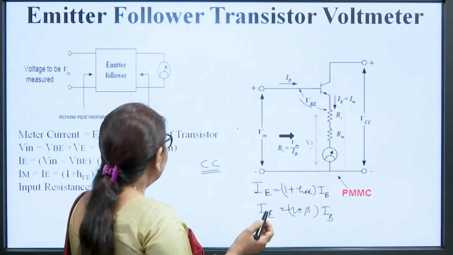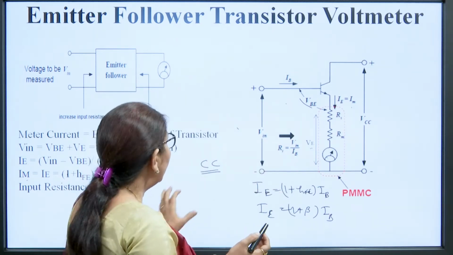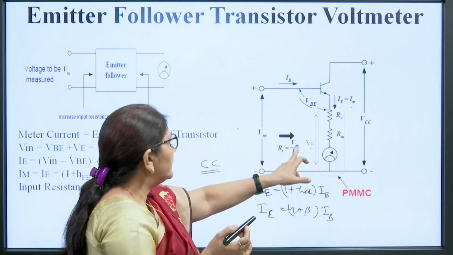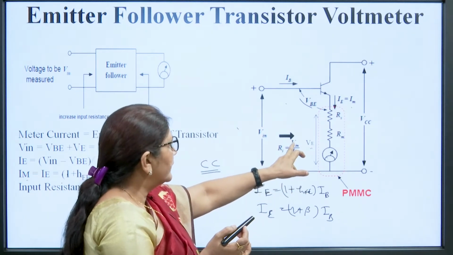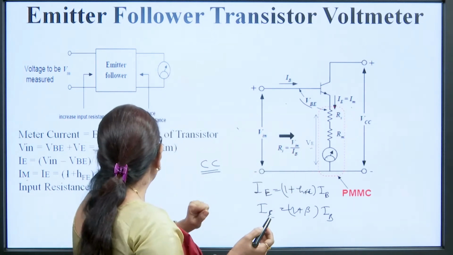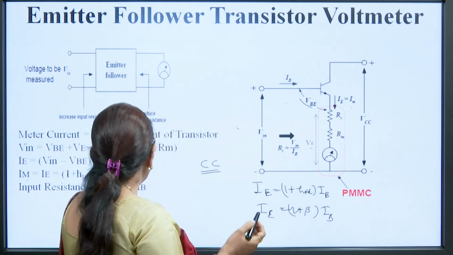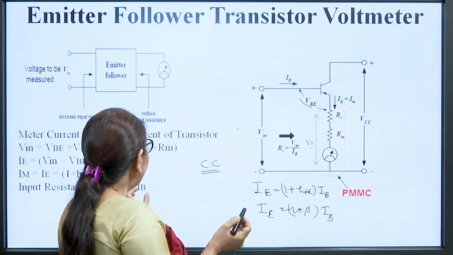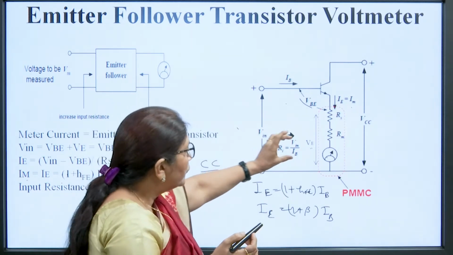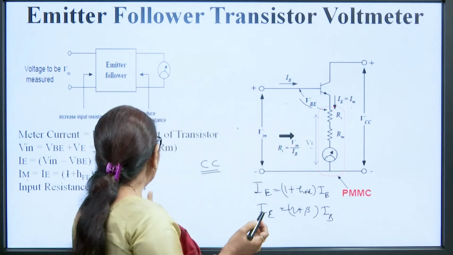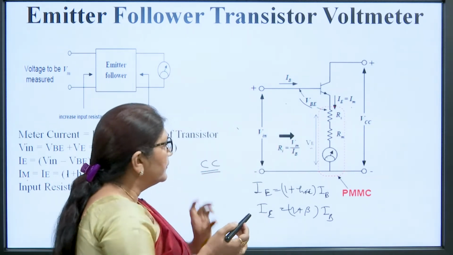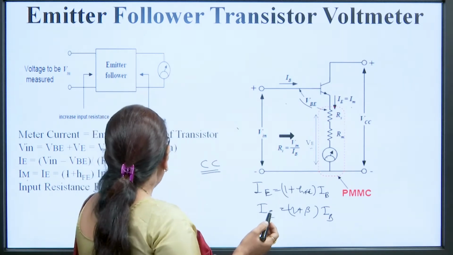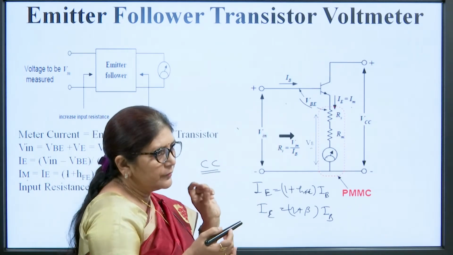Now the input resistance offered by this meter will be input voltage divided by input current, that is V input by IB. So this is the input resistance. We can see the IB current is very small with respect to the IE current, so the input resistance is increased approximately 100 times by using this transistor.